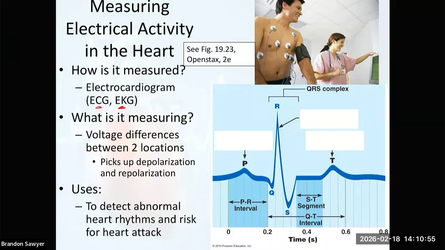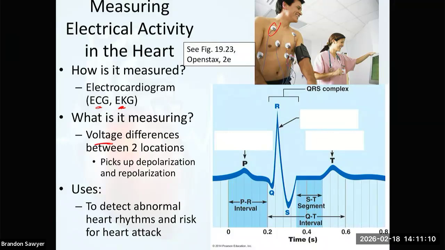And really, what this is measuring is voltage, right? And so voltage, as we talked about last semester, is potential energy. It's a difference in charge from one location to the next, right? And so we put all these different pads on people, right?